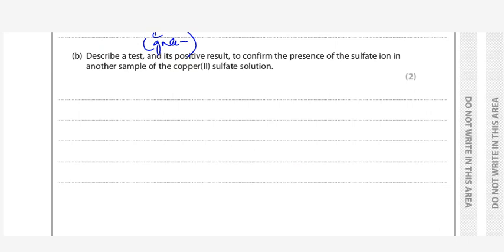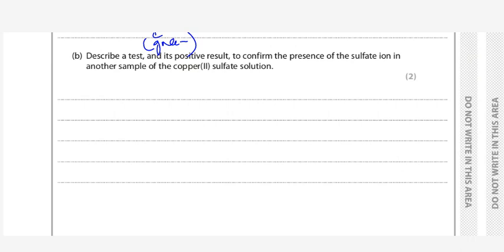So either barium chloride or barium nitrate can be added. But if you're adding the barium chloride, the corresponding acid should be added, which is hydrochloric acid. That is added after adding the barium chloride. Or if you're using barium nitrate, you should add nitric acid after adding the barium nitrate.